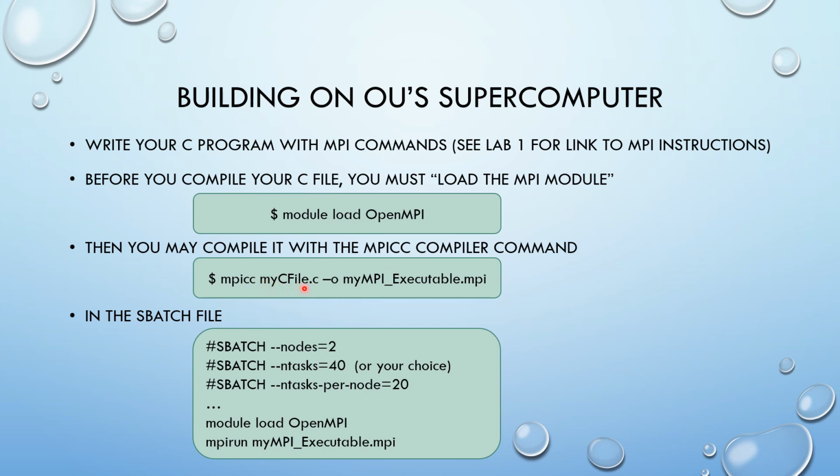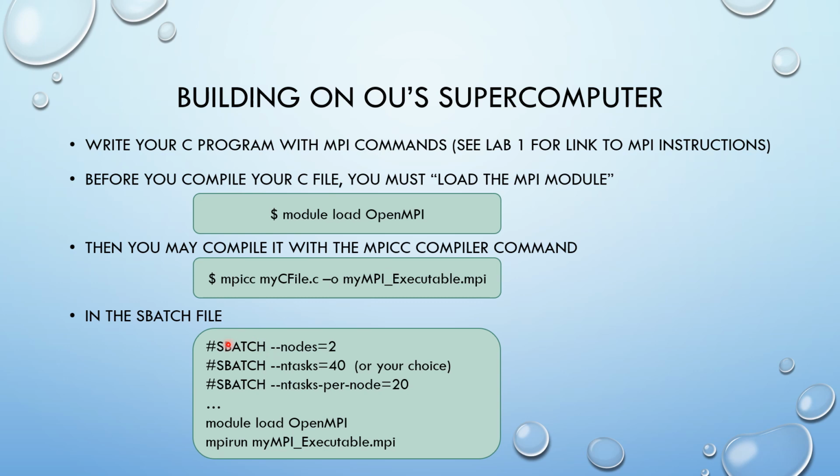This mycfile.c would be your MPI file that contains C code and MPI calls. And this -o says, I actually think of it as the object file, but it would be your output file, and this is usually the executable code right here. So this is the command you would use to compile it and create an executable.